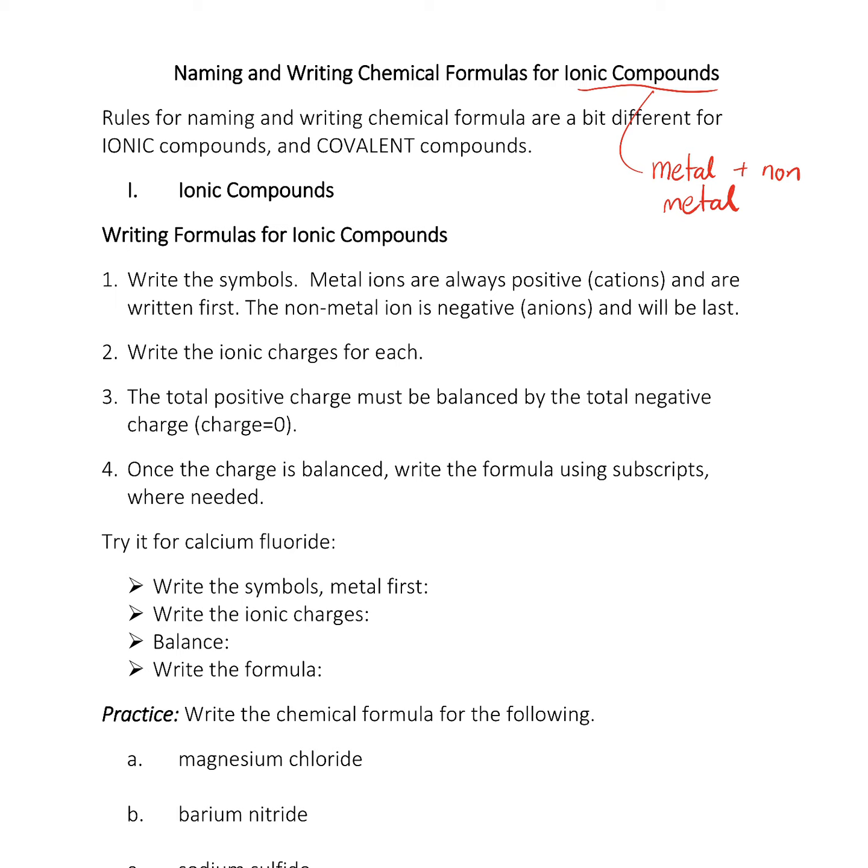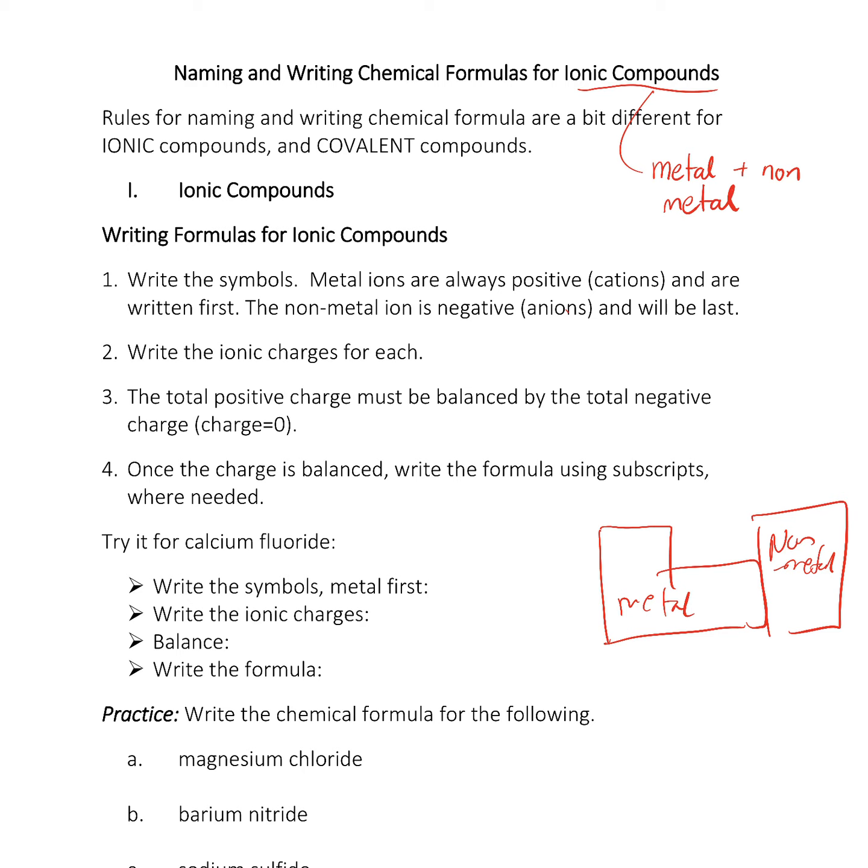Hello everybody, today we are going to be talking about naming and writing of chemical formulas for ionic compounds. Ionic compounds are those that are made of metals and non-metals. So we are talking about anything from the left side of the periodic table. If we're talking about our periodic table, this is the metals and the non-metals are generally over here, non-metals. And so let's take a look at some of these rules.